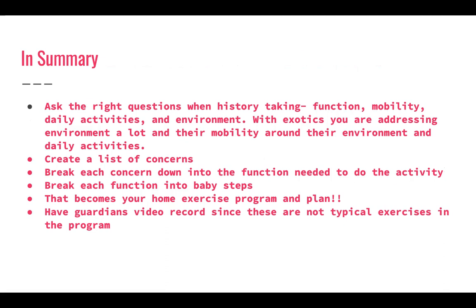So, in summary, ask the right questions when taking history, address function, mobility, daily activities in their environment. With exotics, you are addressing the environment a lot and their mobility around their environment and their daily activities for survival, to create your treatment plan and to address the client's concerns. Create a list of concerns. Just make sure that you're specific on the list of concerns and then break each concern down into the function that is needed to do the activity and then break each function into baby steps. That becomes your home exercise program and your plan. And don't forget to have clients video record, just because these aren't typical exercises in our home exercise program.